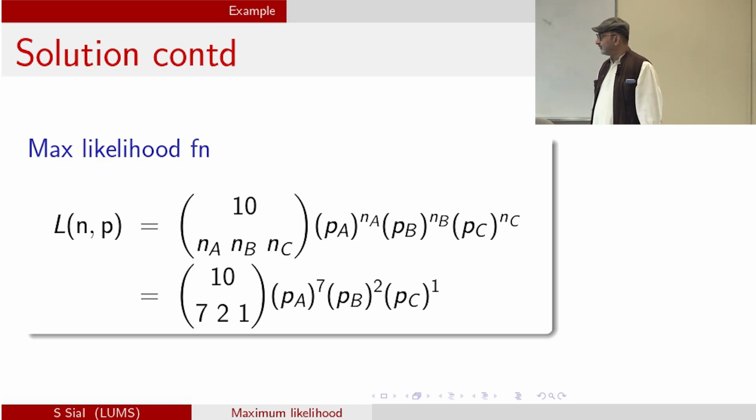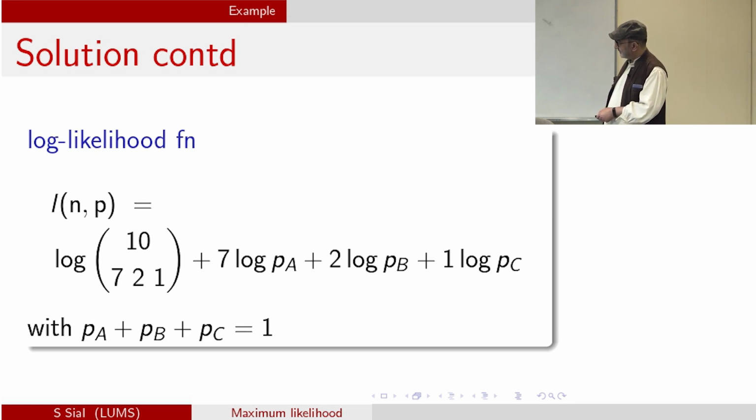So we take the logarithm of that function. That's the log likelihood function. So that's the log of the multinomial coefficient plus 7 times the log of p sub a plus twice the log of p sub b plus 1 times the logarithm of p sub c. And we keep in mind the constraint that the probabilities p sub a, p sub b, and p sub c must sum to 1.